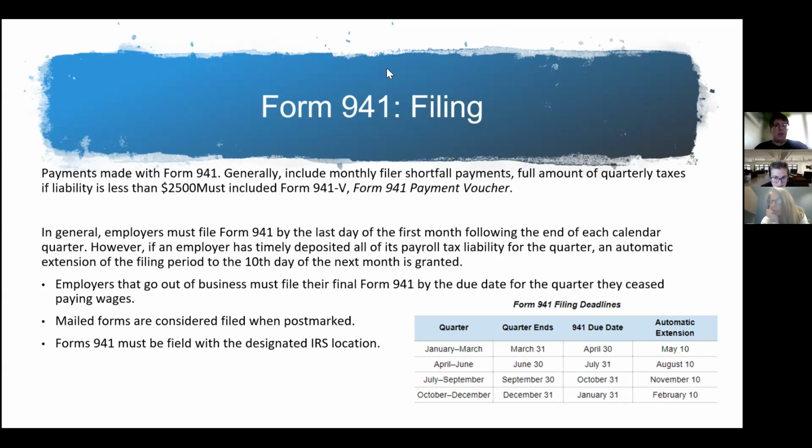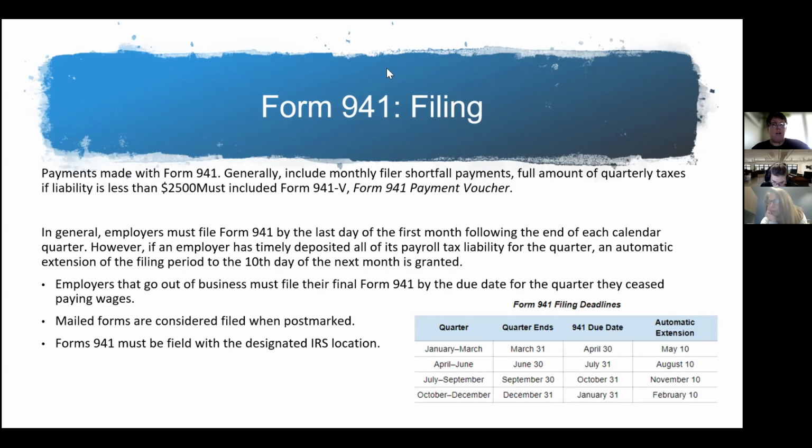Filing your 941, you can make your payments with the 941, including any shortfalls for monthly filers. The full amount of the quarterly tax if the liability is less than $2,500 has to be included. If you're mailing it in, you must include your 941V, which is the payment voucher. You're going to pay your 941 when you file your 941, which is at quarter end. So the quarter ends March 31st, and you're going to pay it before April 30th.